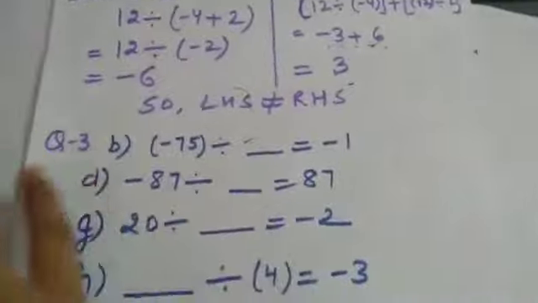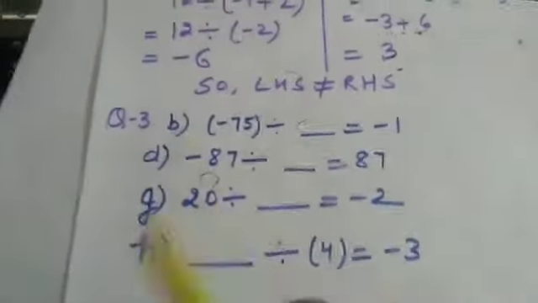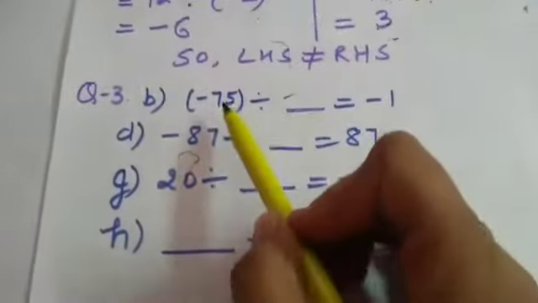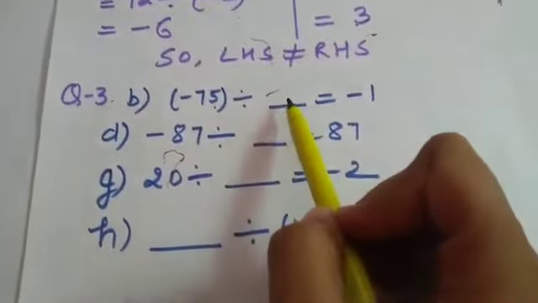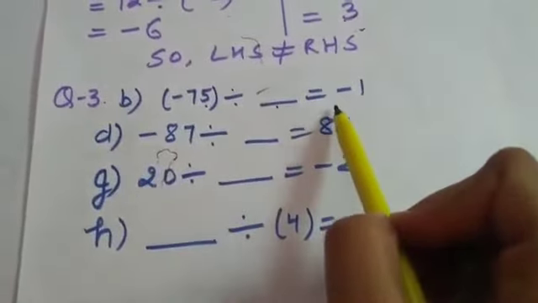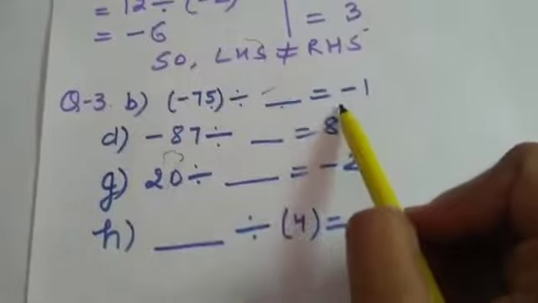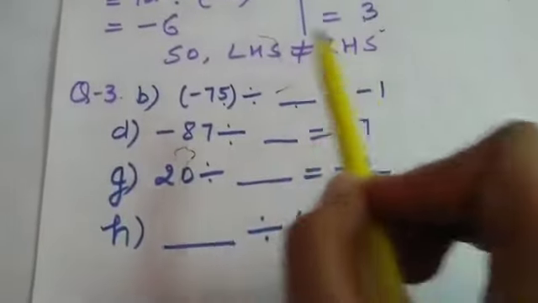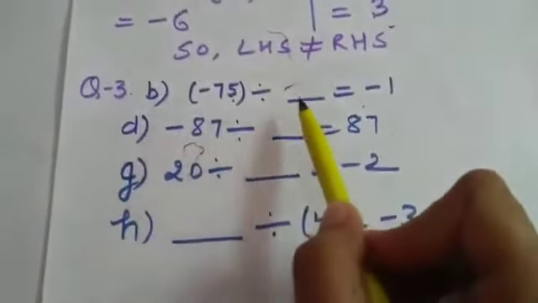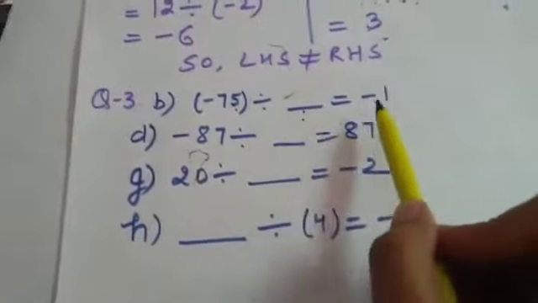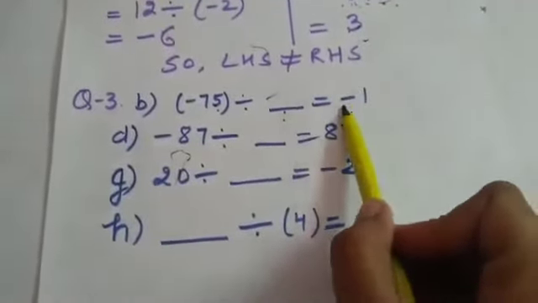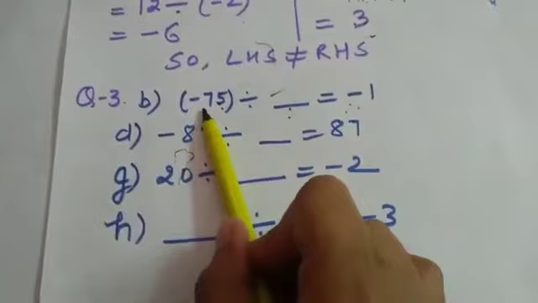Come to question number 3. Here some fill in the blanks are given and you have to fill them. Minus 75 is divided by which number so that you will get minus 1? You only have to think and then give the answer. Minus 75 is divided by which number, you will get a minus. Here you are getting minus and here also you are having minus.